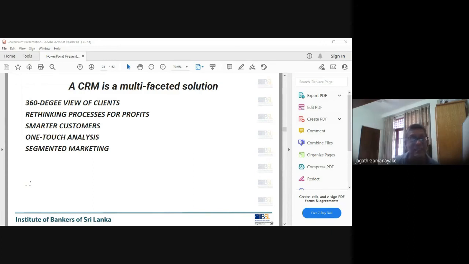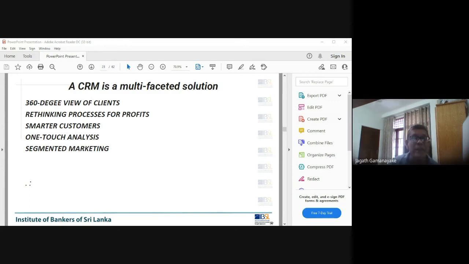So that is a transformational leader, right? So likewise, CRM is also trying to convert your customers to become smarter customers, because while you are developing customers, you need to develop yourself. So therefore, CRM applies for smarter customers.